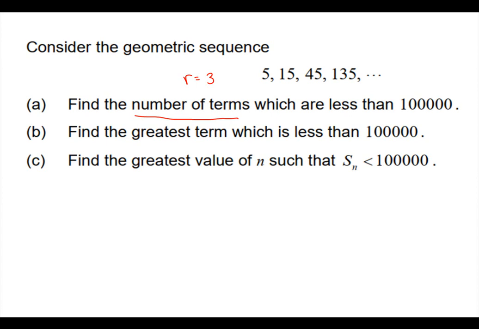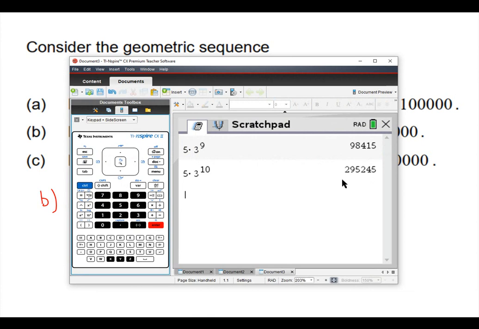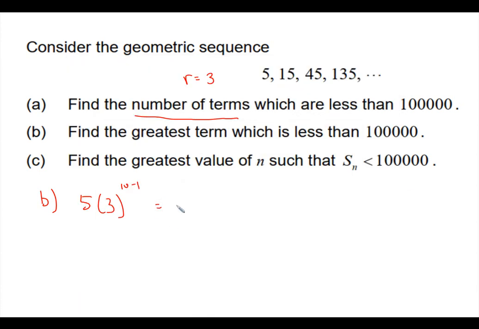Part B says find the greatest term which is less than 100,000. So part B, to find the greatest term, we actually did this on the calculator already. That's when you plug in the n, which was 10, right? So we have 5 times 3 to the 10 minus 1. We put this in the calculator already to verify it. So that was when we got the 98,415. All right, so this is the biggest term, which is less than 100,000.